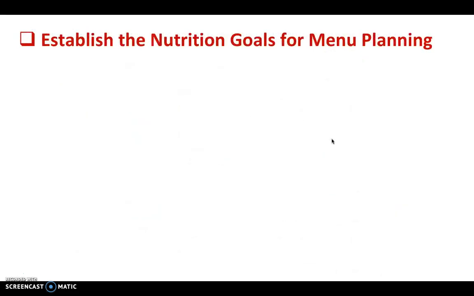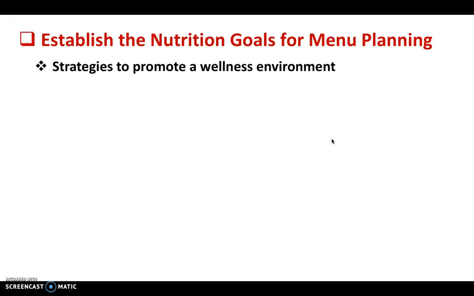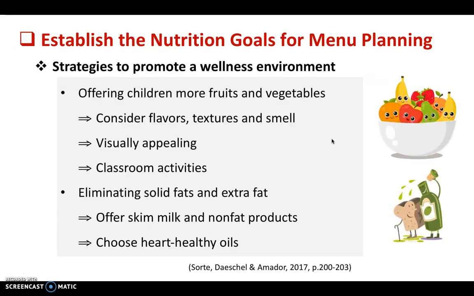Let's move to how to establish the nutrition goals for menu planning. Some strategies to promote a wellness environment include offering children more fruit and vegetables. This can be as simple as providing fruits as a healthy snack alternative. It's important to consider different flavors, textures and smells to make this offering as appealing as possible. I think classroom activities are also a good strategy, such as cooking and gardening, which can be a fun way to introduce and encourage children to interact and try new food.